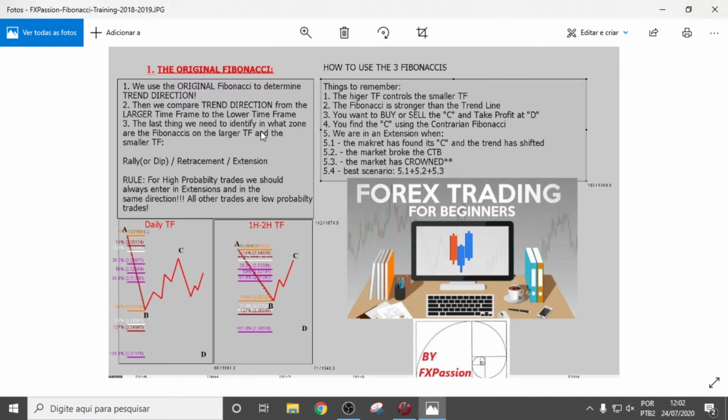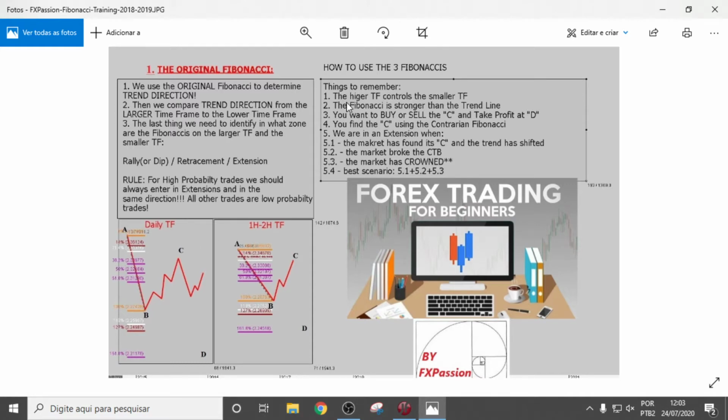So what zone? Maybe it's rallying the market, maybe it's dipping, maybe it's in a retracement, or maybe it's an extension. Alright? And this is a rule for high probability trades, and we're talking about the Fibonacci tool. Don't mix apples with bananas. We should always enter in extensions and in the same direction from the higher time frame and from the smaller time frame. Okay? So this is one.